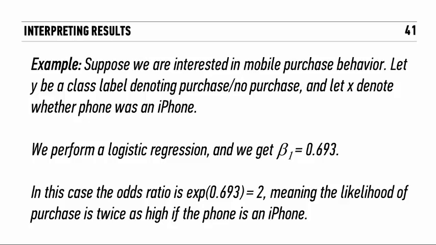But log odds, like, what does that even really mean? That's sort of difficult. What does it mean in terms of the odds? The odds ratio is the exponent of 0.693, which equals 2. I purposely picked an easy number there. Which means that, and it's a positive number, if the phone is an iPhone, the odds of purchase are twice as high as if the phone is not an iPhone. It's either an iPhone or it's not an iPhone. If it is an iPhone, then the likelihood of purchase is twice as high.